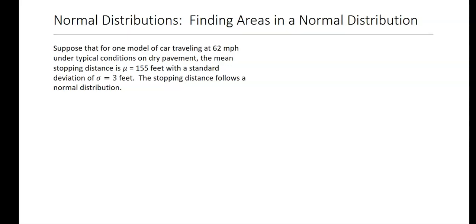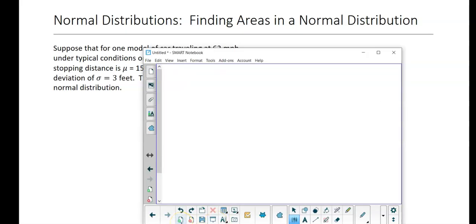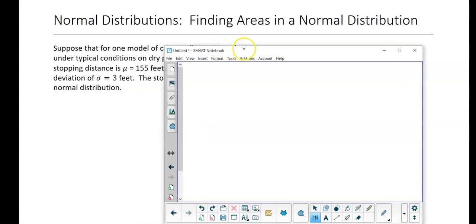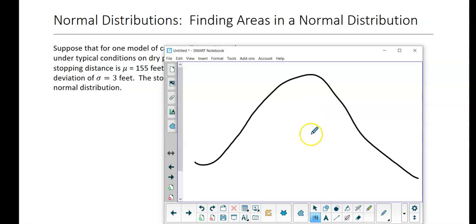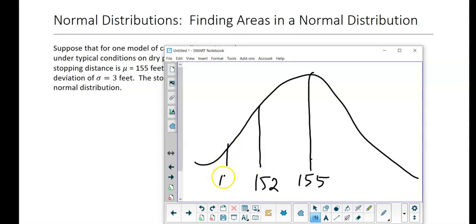Suppose that for one model of car traveling at 62 miles per hour under typical conditions on dry pavement, the mean stopping distance is 155 with a standard deviation of 3. The stopping distance follows a normal distribution. What I would do first, if I were you, is draw this, right? This was easy to do even without a calculator, really. So 155 is in the middle. That's the mean. It's symmetric. You go 3 to the left, so that's 152. 3 to the left of that is 149. Typically we go 3 standard deviations in each direction.